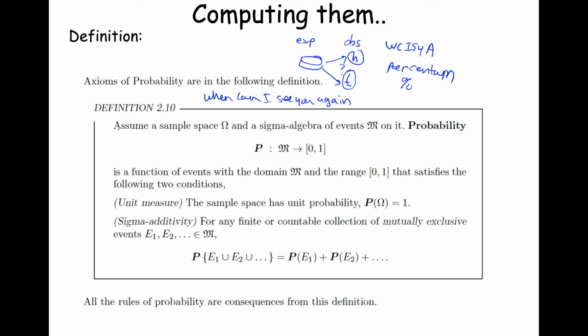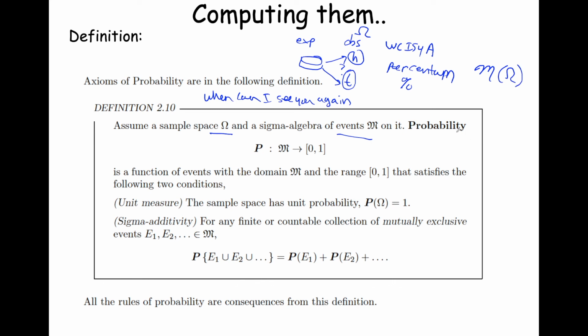So a probability is defined, this is definition 2.10 in the book, more formally as follows. We have a sample space, omega, the observations that are possible to see. We enumerate out our observations. This is our omega sample space. And we have a sigma algebra of the events on it. So we have the observations, and we have all possible combinations of those observations, omega, as a sigma algebra.